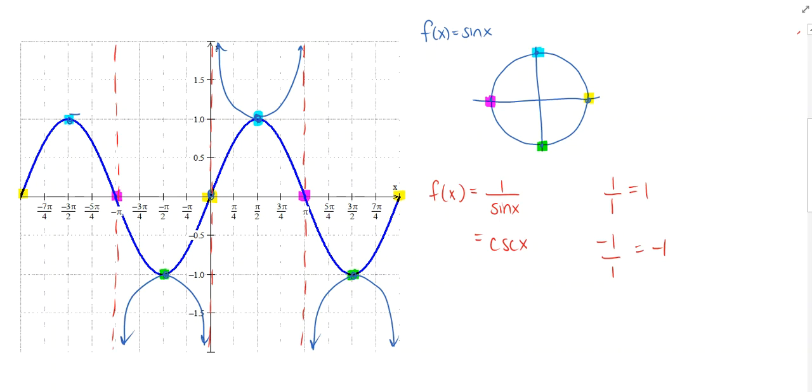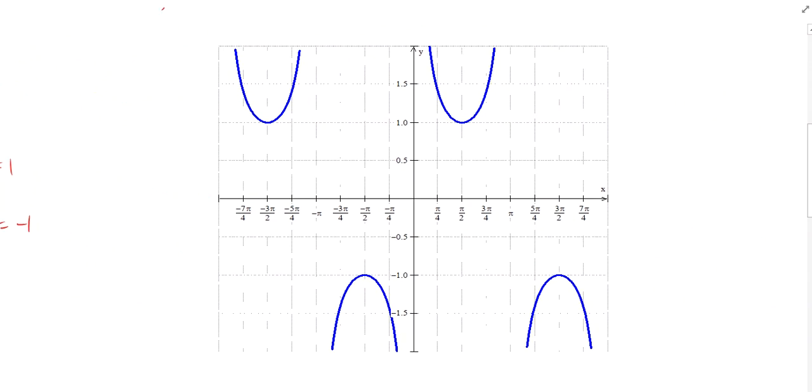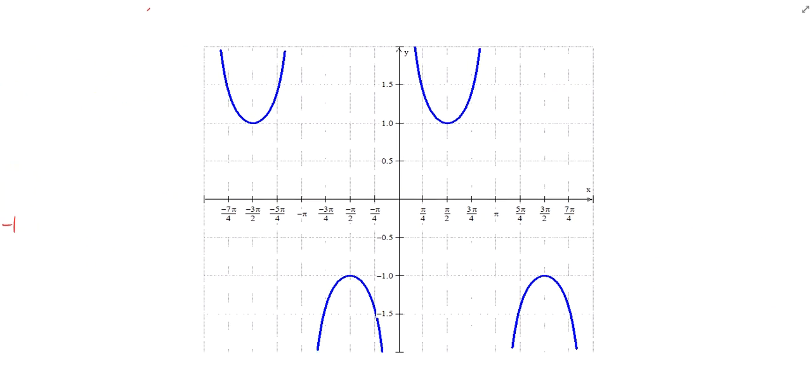and giving you that sort of shape here. So from the sine graph, you can easily generate the cosecant graph, and just to separate them so you can see them on their own and what it looks like, that is the cosecant graph on its own with the asymptotes here at pi, 0, negative pi, 2 pi, etc.